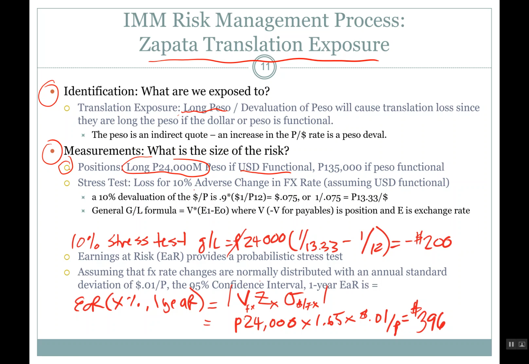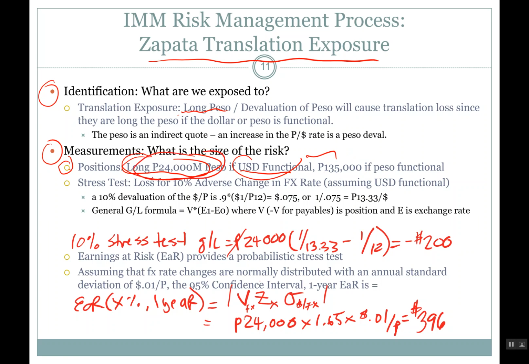All right. If the peso is the functional currency, it's 24,000. If the dollar is the functional currency, it's 135. So you need to determine which one it is. All right. However, if the peso is the functional currency, let's keep going with that.